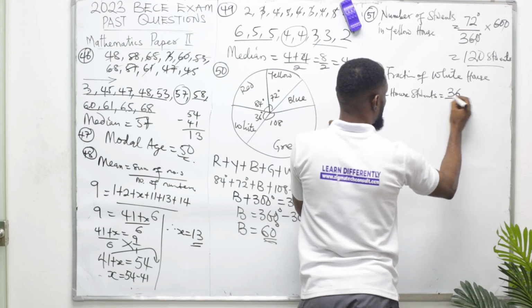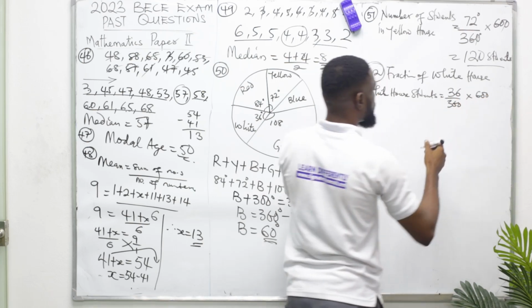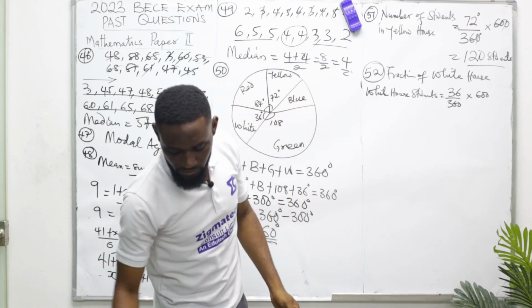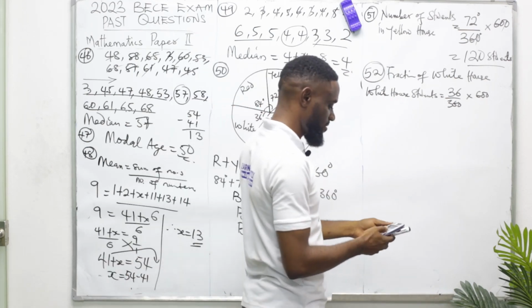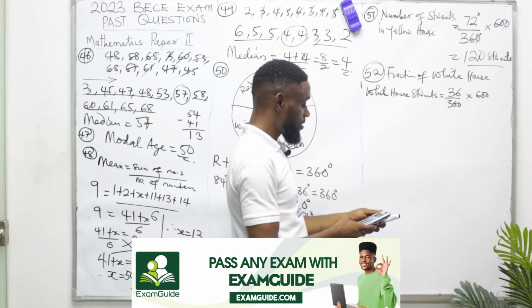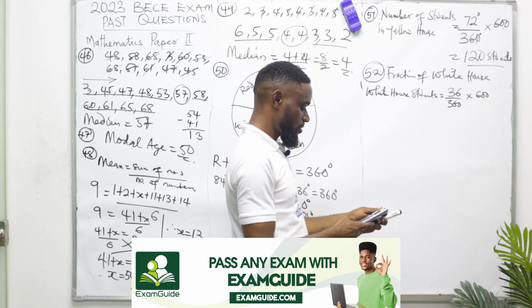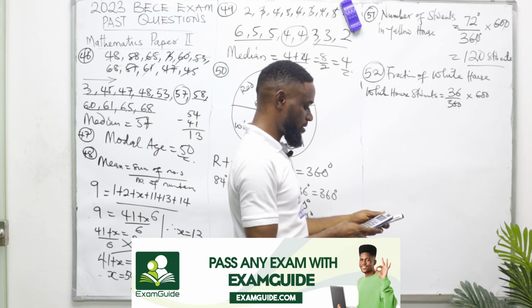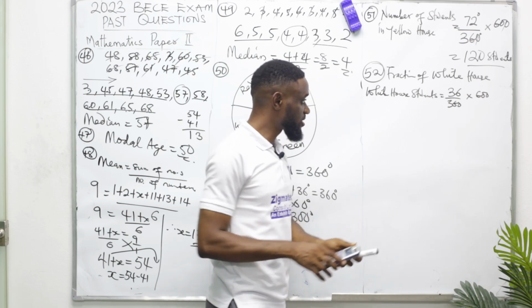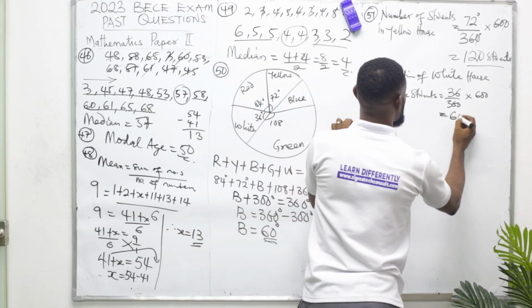That is the angle over 360 times 600, right? So let's see that. 36 over 360, 36 times 600 divided by 360, 60, all right? So the number of students in this White House is 60 students.